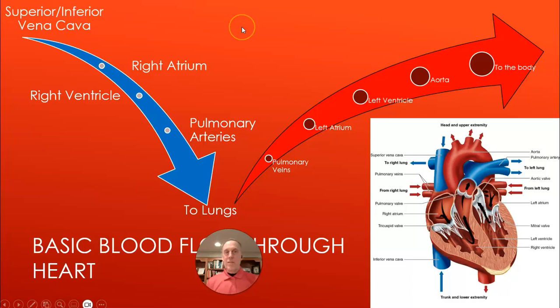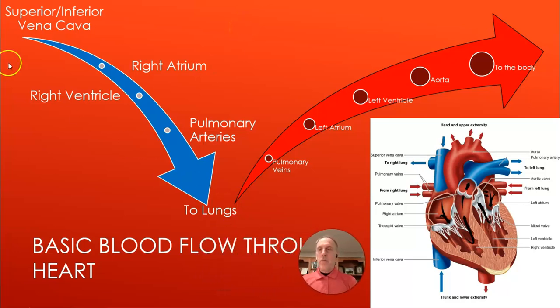So looking at it in real basic terms here, you have the superior and inferior vena cava going into the right atrium, into the right ventricle, and into the pulmonary arteries to the lungs.